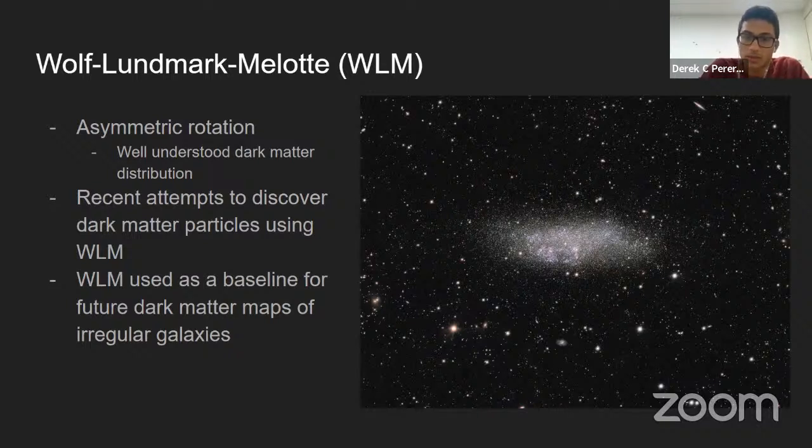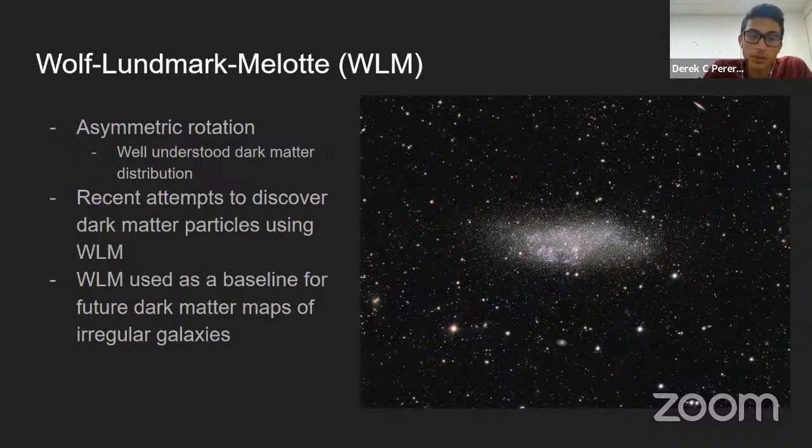And as a quick rundown of how one can do that, dark matter profiles and where they are in a galaxy can be discovered using the rotation curves of each galaxy, or how fast the galaxy is actually rotating. So since we know that it is asymmetric, we are able to very easily understand the dark matter distribution. And there are very recent attempts to use WLM as a baseline for future dark matter maps of irregular galaxies, and it is proving to be very useful.